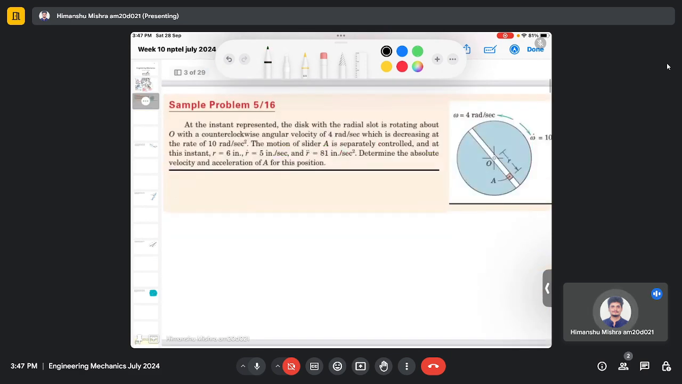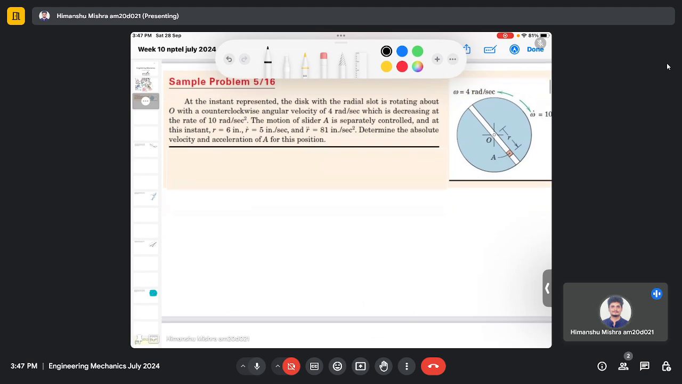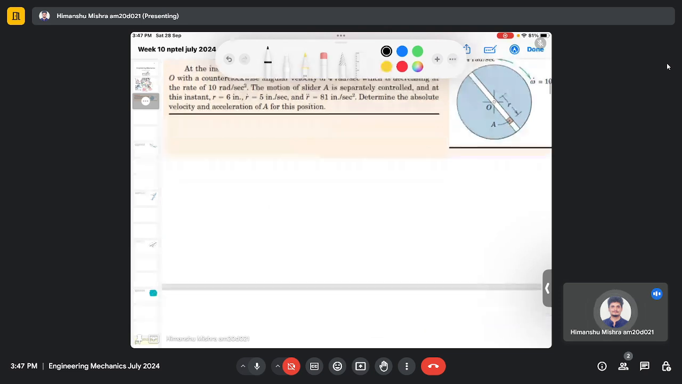So in this question, we need to find the velocity and acceleration of point A. So the velocity expression is VA equals omega cross R plus relative velocity, because there is no other point.